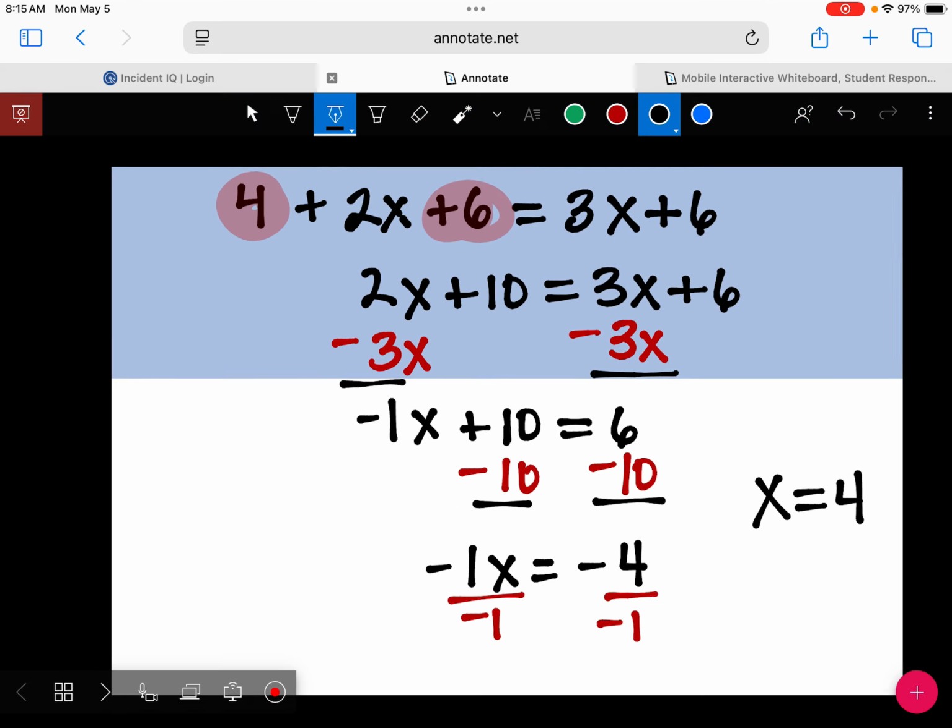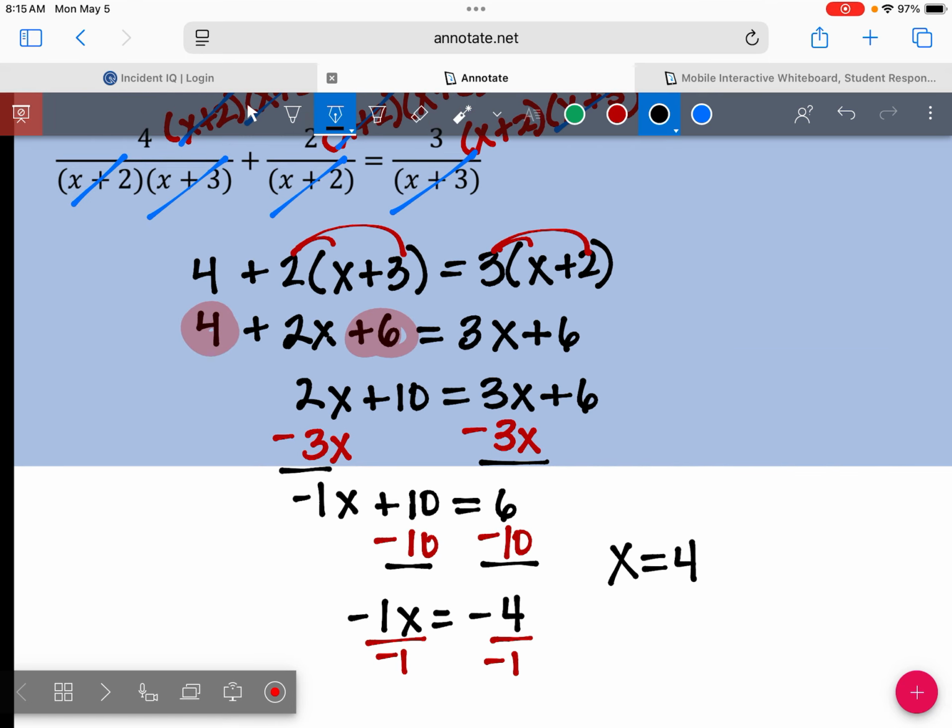Can I use positive 4 though? Remember, you can't use a number that's going to make your denominator equal to 0. So is 4 plus 2 0? Yes or no? What about 4 plus 3? Is that 0? No. So that means that this is my answer. I can keep it.